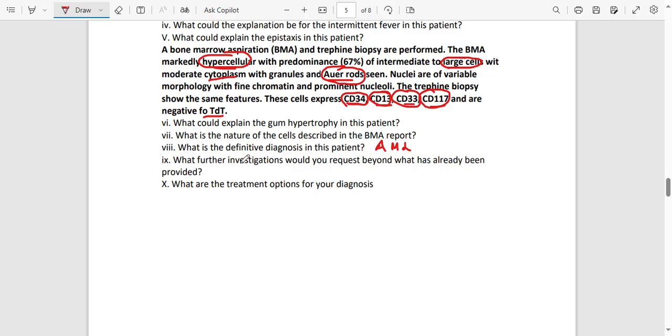Okay. What further investigations would you require beyond what has already been provided? You want to do more so that it is more confirmatory of an acute myeloid leukemia. What further investigations are we able to perform? Anyone?